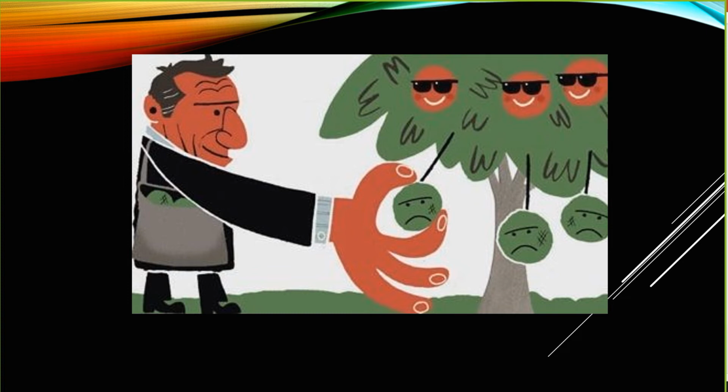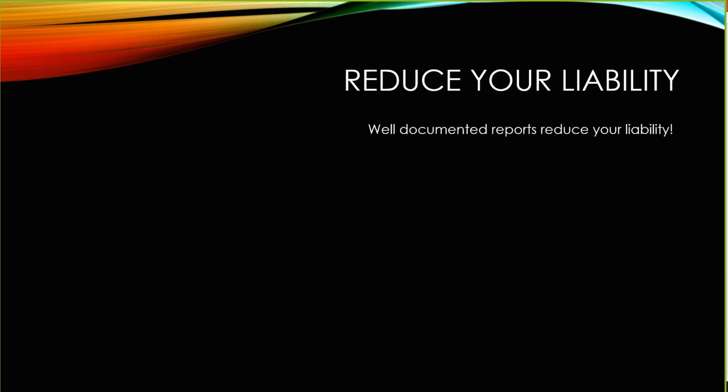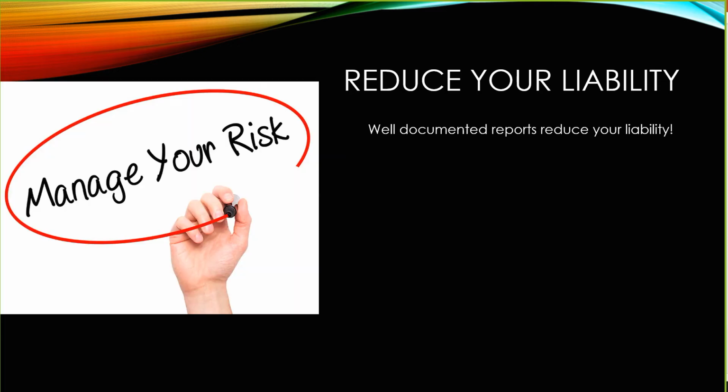Going for the gold means better inspection reports. Better inspection reports are going to help you manage your risk. Well-documented reports reduce your liability. Now you've got to go for the gold. Going for the gold is not just about the money. Now don't get me wrong, it is about the money, but it's also about keeping the money.